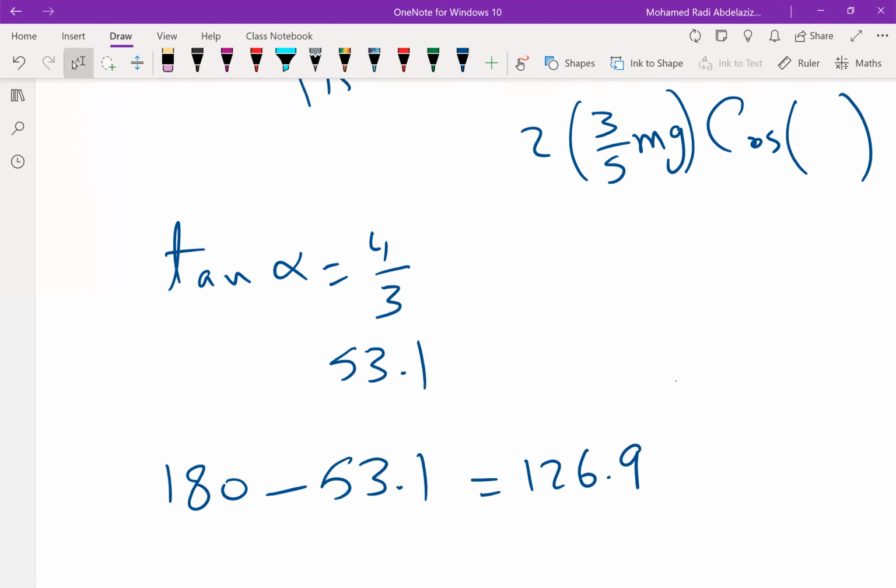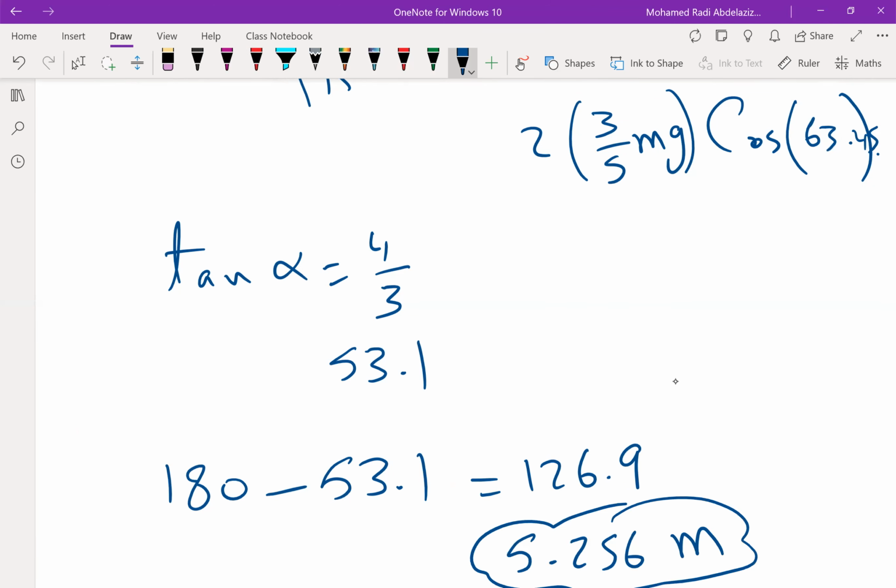When you divide it by 2, the answer is 63.45. So to get the resultant will be 2 times 3/5 times 9.8 times cosine 63.45. Your answer will be 5.256 in terms of m. This is the resultant of the forces exerted on the pulley in terms of m.